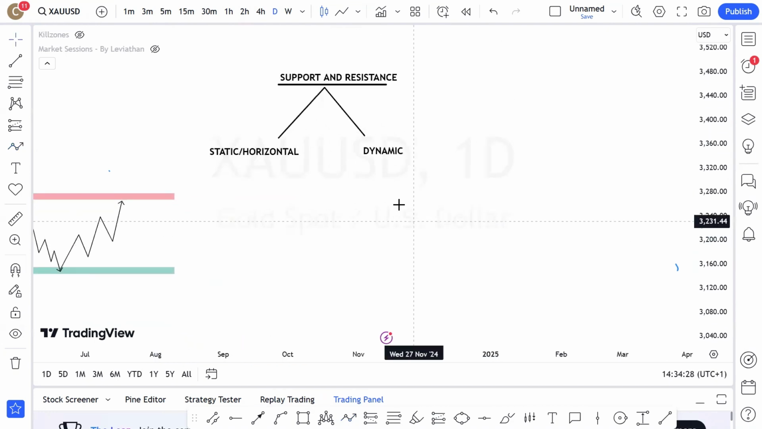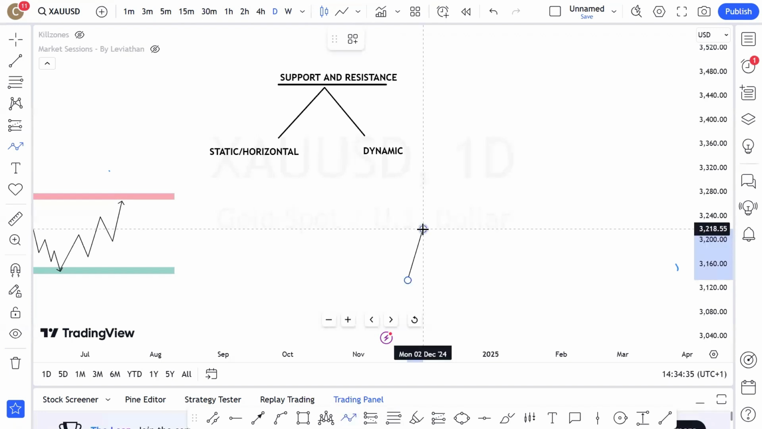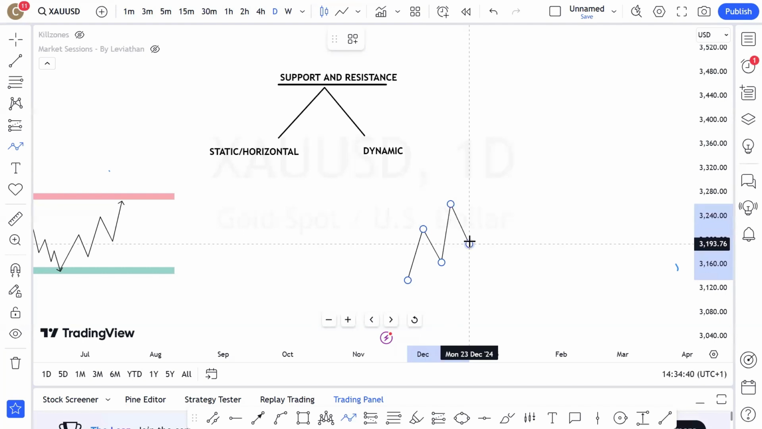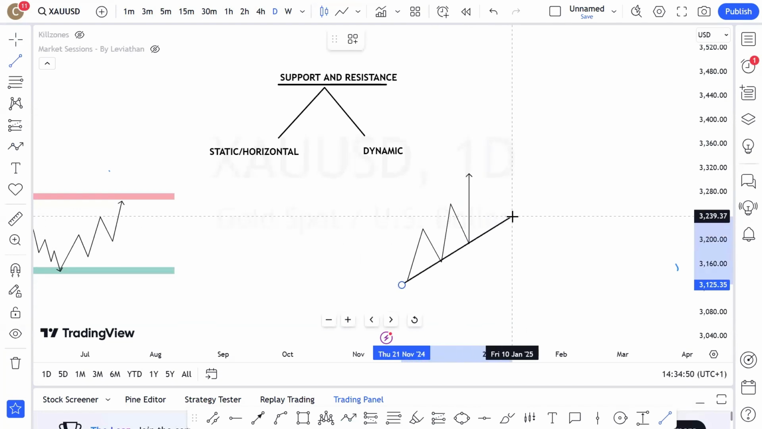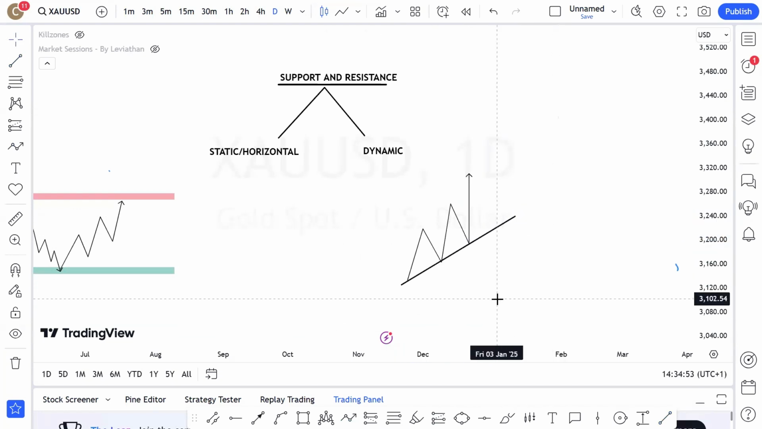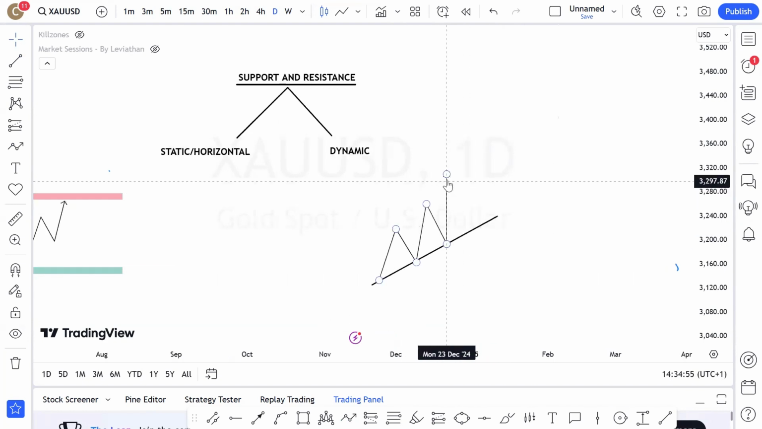But for dynamic support and resistance, we use it to model continuations. If the market is already in a trending phase like this, you know that the market is already showing you signs of bullishness, okay? But right now, you are looking to join this trend. The question is, where do you enter the market? That is where you apply dynamic support and resistance. You're going to be waiting for this market to come back here, exactly on this zone. This is where you join the trend.